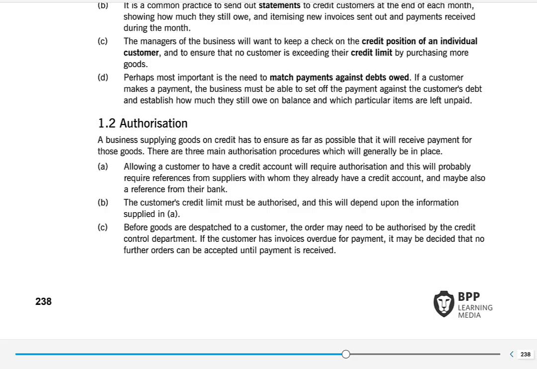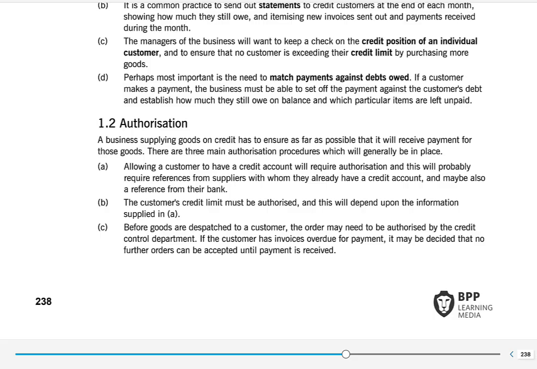How the authorization works in practice. A manager sets the limit and records it in the accounting system. Then, when a sales order is entered, the system or the credit control team checks current balance plus value of the new order compared with credit limit. If the new order would take the customer over the limit, it is stopped for review.